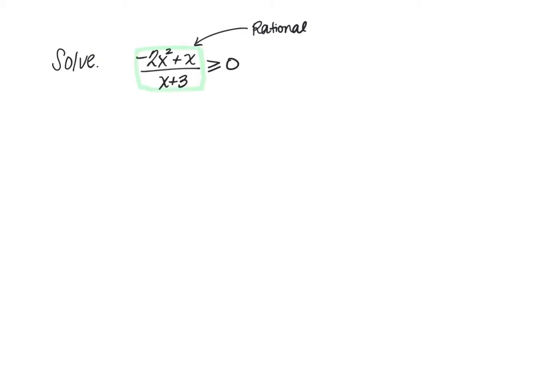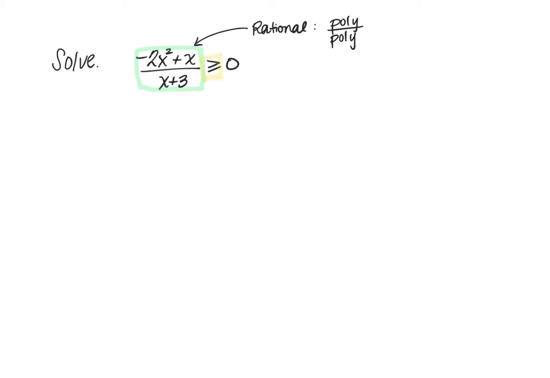And remember, what makes it rational is that it is division of two polynomials. I always say it is a poly over a poly, or a polynomial divided by a polynomial, and that's what makes this a rational expression.